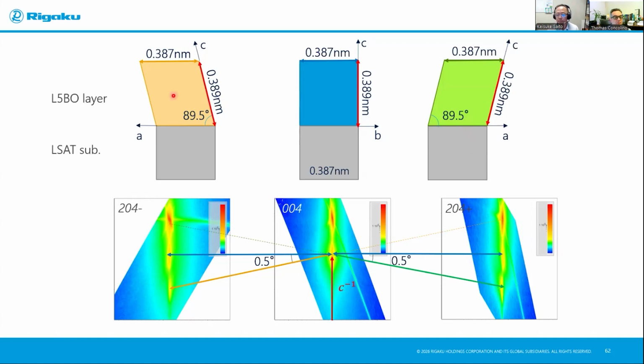So in summary, I found the crystal structure is monoclinic, A and B equal 0.387. The C-axis is a little elongated, but the beta angle is 0.5 degree off from 90 degrees. And for every 90 degree rotation we have a domain, so 4 domains, right? Every 90 degrees separated in the in-plane rotation direction.